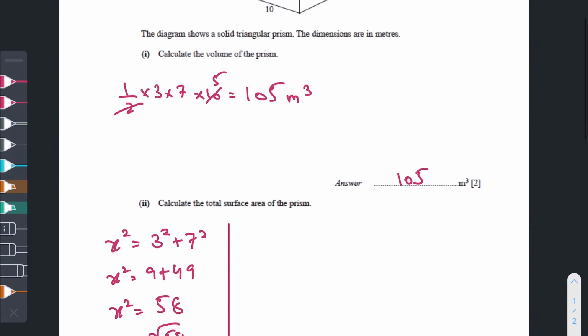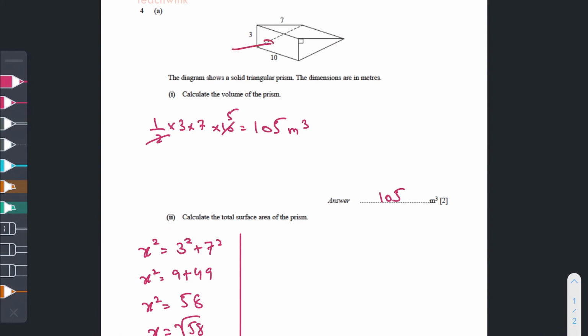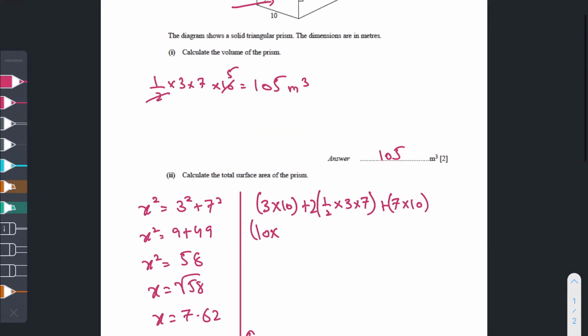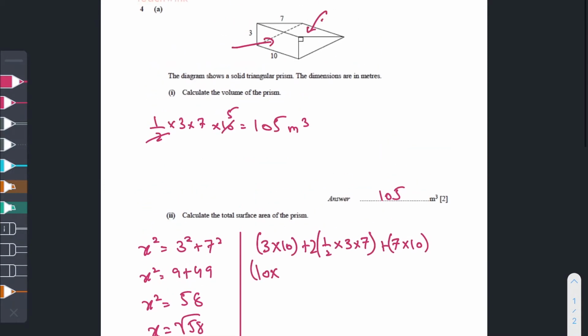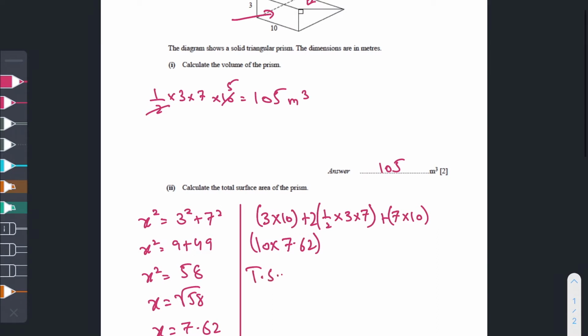So let's first find the area of this side that we have. That is 3 times 10 plus the 2 triangles. Let's do that. Half times 3 times 7, and you multiply this by 2 because there are 2 triangles, plus the side at the top, that is 7 times 10, and the 5th side that we have, we do 10 times the value that we found for x, that is 7.62. You do 10 times 7.62. When we add all of these values together, you'll get the total surface area.